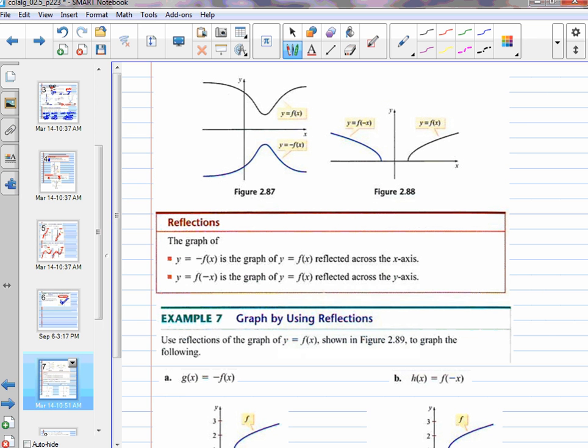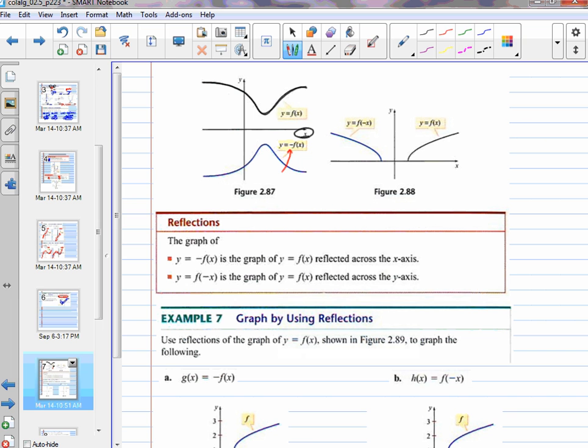Tell me what type of symmetry you see right here. X-axis symmetry. Now what we are doing here is actually taking the original graph and reflecting it across the x-axis. Look at how we do that. You've learned this before. We put a negative in front of the equation. It reflects it across the x-axis.